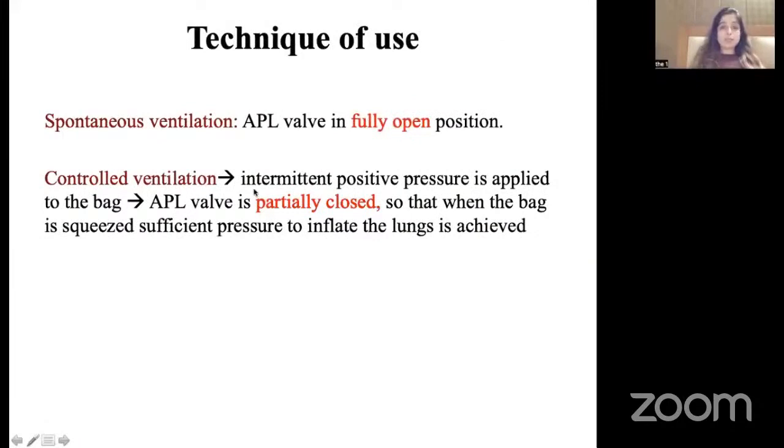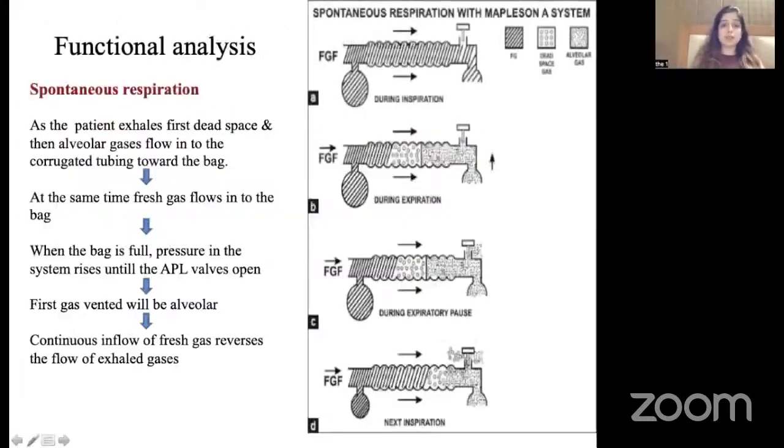Now, how to use this Mapleson circuit? For spontaneous ventilation, the APL valve is left in the fully open position so that the gases are vented during expiration. While for controlled ventilation, the APL valve is partially closed and the gases are vented out during inspiration. Functional analysis of Mapleson A.